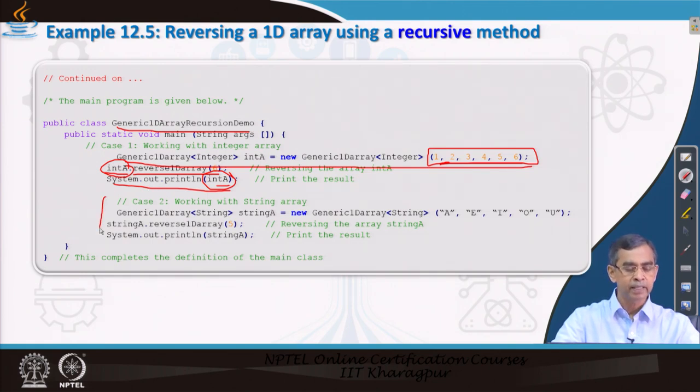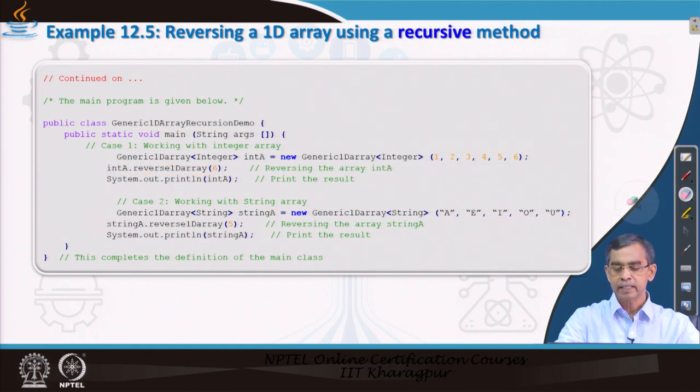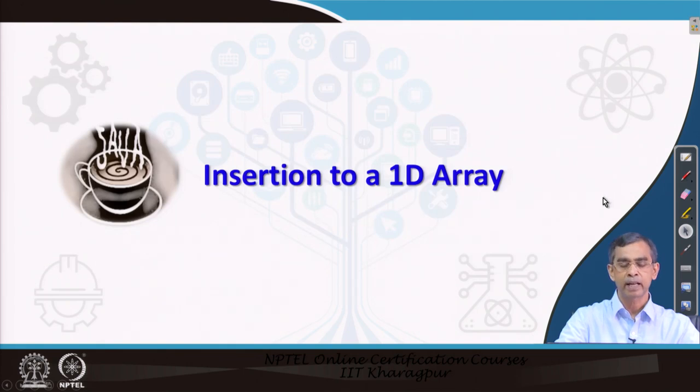It is basically the same thing, but it is for the string collection. The strings are A, E, I, O, U, and it reverses them, and when you print it, the order is reversed. So, these are two simple examples you can understand about how the generic class can also be extended to our arrays, and arrays can be declared generically. That means generic programming can be applied to our conventional array also.